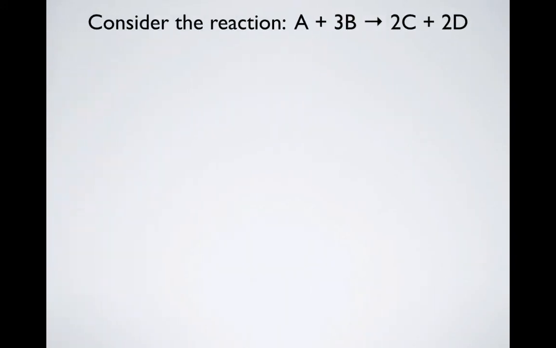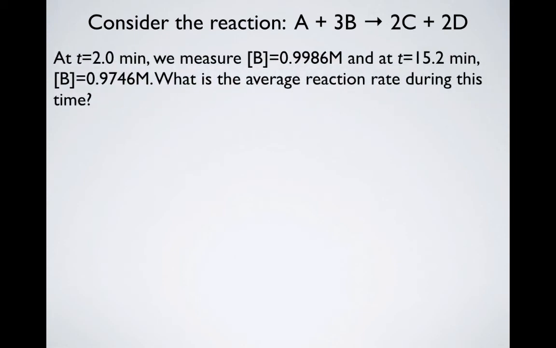So let's consider a reaction. A plus 3B goes to 2C plus 2D. We're going to carry out a reaction and take some measurements here. So at time equals 2 minutes, we measured that the concentration of B was 0.9986 molar. And at time equal to 15.2 minutes, we measured the concentration of B at 0.9746 molar. We want to know what the average reaction rate was during this time.